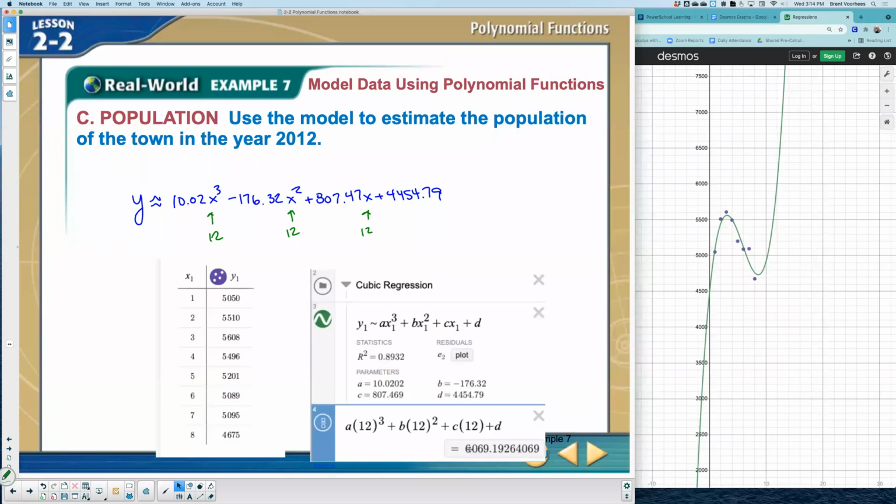And so here I've copied everything down, and you can see the population would be approximately, I'm going to round to the nearest person because we don't have 0.19 of a person. The population is approximately 6,069 people.